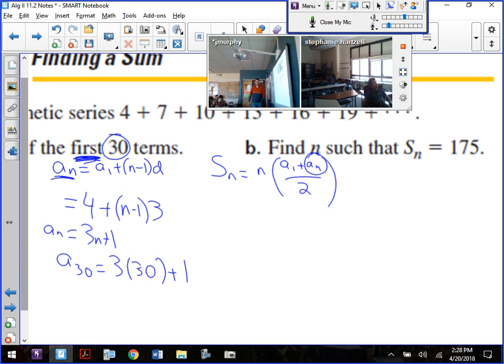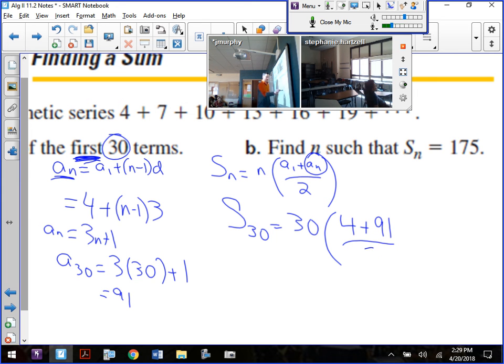So the 30th term would be 91, yeah. Okay. So now I have info. I need to find the sum of 30. So I need 30 of them. First term was 4. Last term is 91.